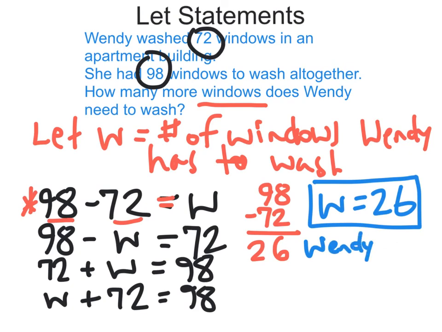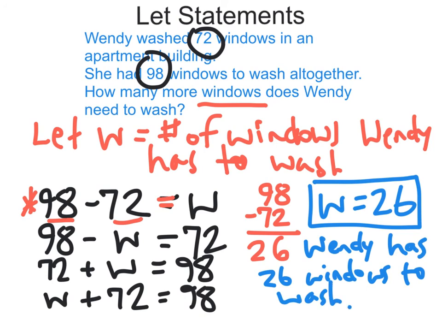Wendy has 26 windows to wash. Because my sentence should match my let statement, which was let W equal the number of windows Wendy has to wash. Wendy has 26 windows to wash. And that's using let statements and writing equations, thinking about fact families when you do addition and subtraction problems.